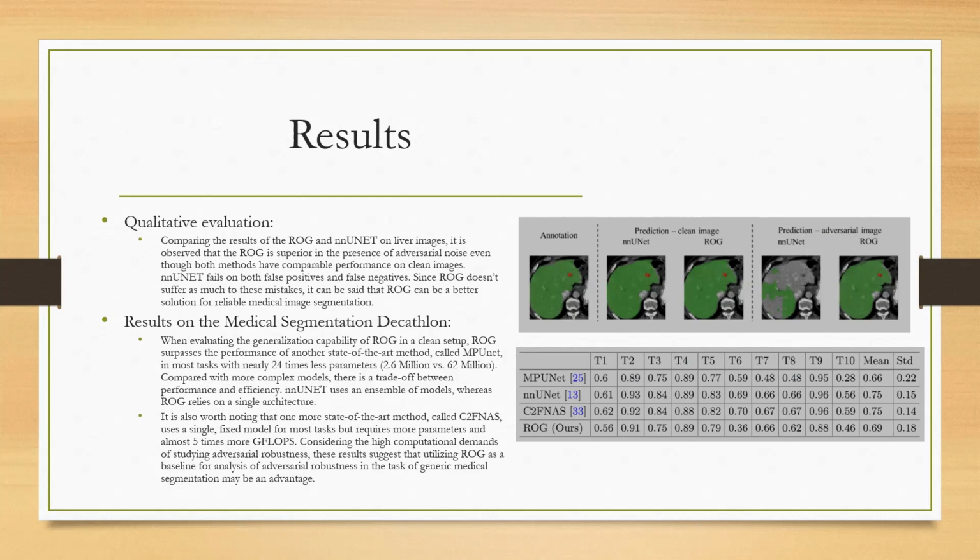Another competing network, the fourth one we see, is C2FNAS. This one actually is also a single fixed architecture like ROG, but still it required around 5 times more gigaflops and a lot more parameters. So when considering the high expenses of studying this dimension of adversarial robustness, it can be concluded that maybe utilizing ROG as a baseline might be advantageous because of its efficiency and relatively strong accuracy and robustness.